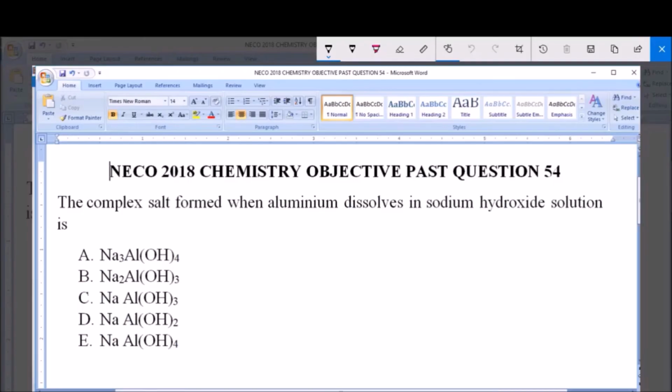I will be answering NECO 2018 Chemistry Objective Past Question 54. The complex salt formed when aluminium dissolves in sodium hydroxide solution is: A. Na3Al(OH)4, B. Na2Al(OH)3, C. NaAl(OH)3, D. NaAl(OH)2, and E. NaAl(OH)4.